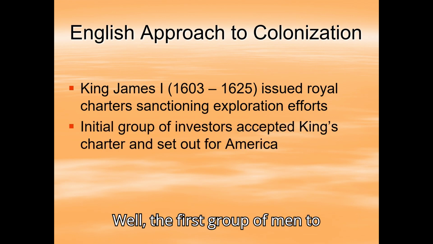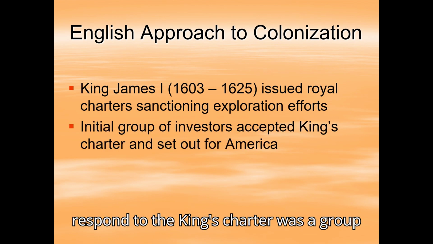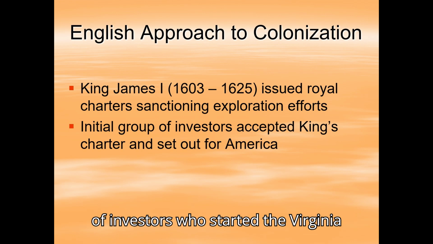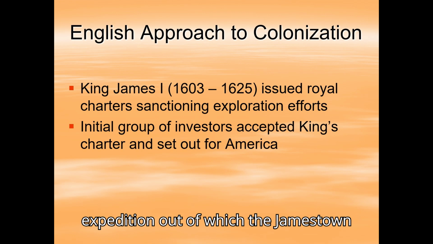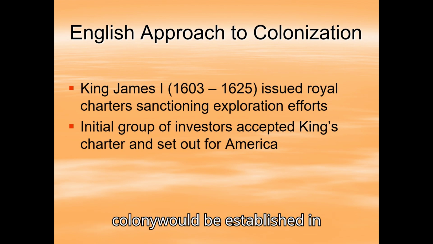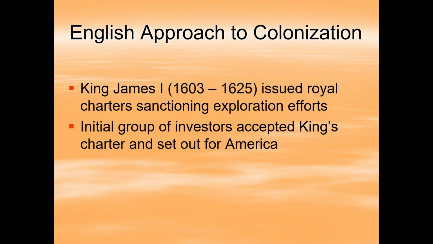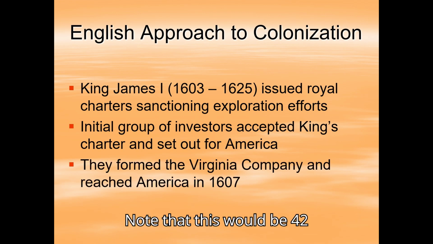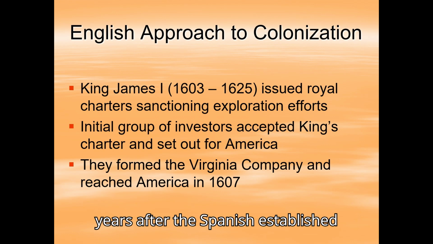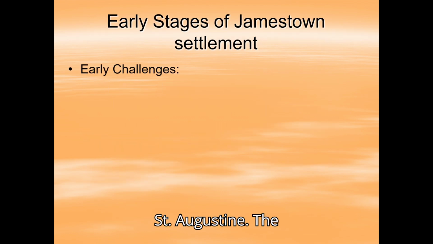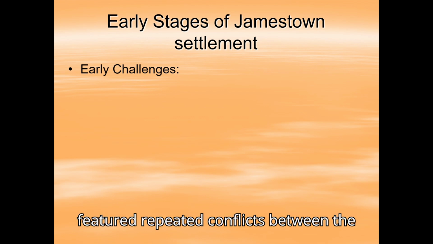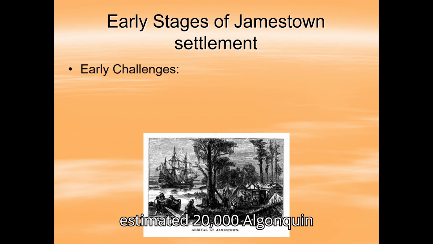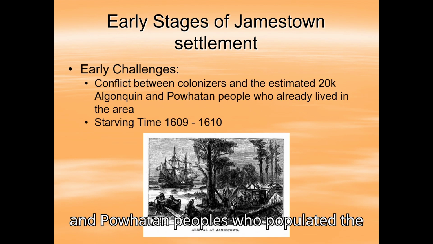The first group of men to respond to the King's charter was a group of investors who started the Virginia Company. The capital they raised would help to fund the expedition out of which the Jamestown colony would be established in 1607. Note that this would be 42 years after the Spanish established St. Augustine. The early stages of the Jamestown settlement featured repeated conflicts between the estimated 20,000 Algonquin and Powhatan peoples who populated the area.